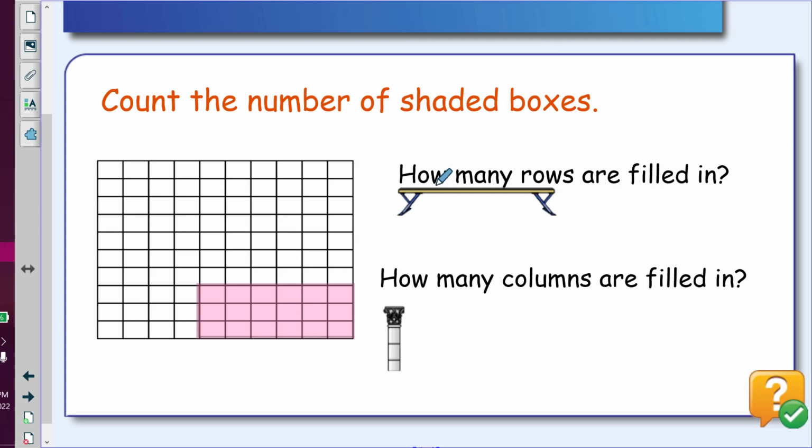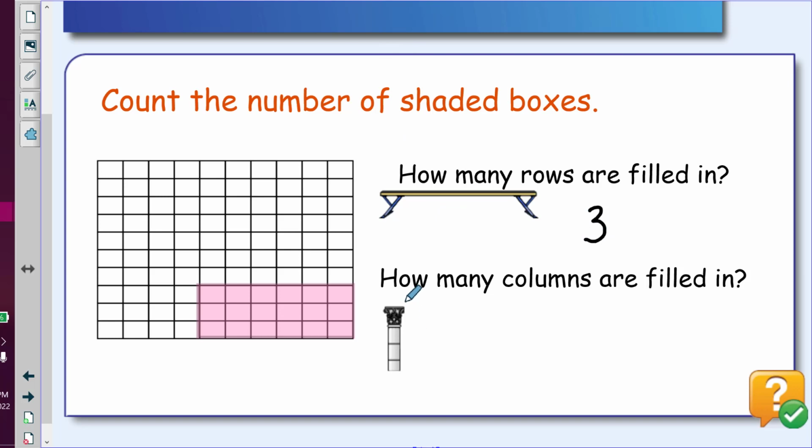Here we have another rectangle, shaded. And the first question is how many rows are filled? So first of all, rows go across like a bench. They go across like a bench. So if this were my bench, how many rows can I get out of this rectangle? So I got 1 there, 2 there, that's 3 rows. So the answer to that would be 3.